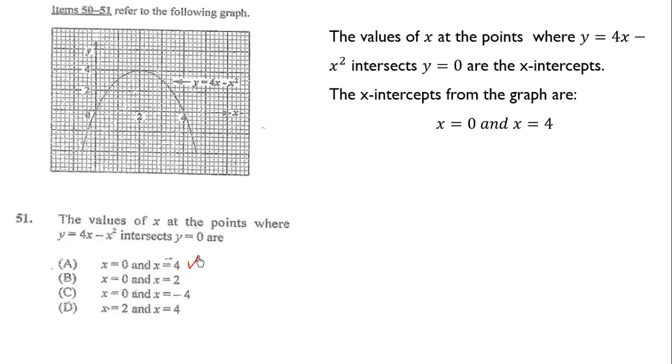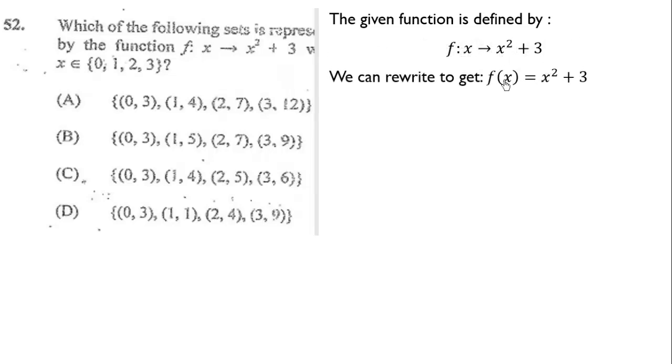Now let us look at the next question. Which of the following sets is represented by the function f such that x maps onto x squared plus 3, with the given domain as 0, 1, 2, 3. So we are given a function f such that x maps onto x squared plus 3, and we can rewrite this as f of x is equal to x squared plus 3.